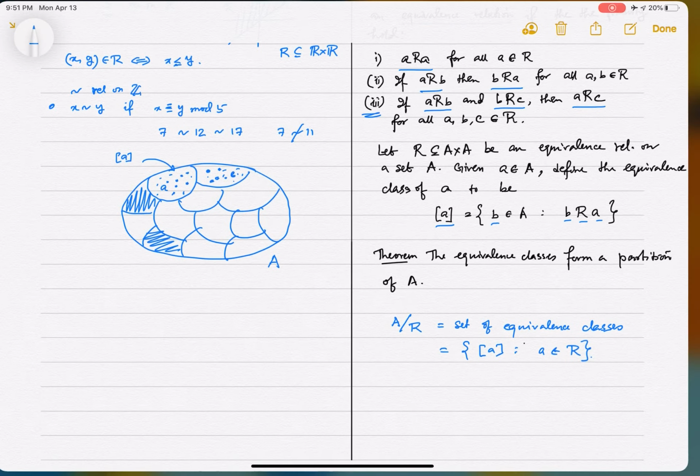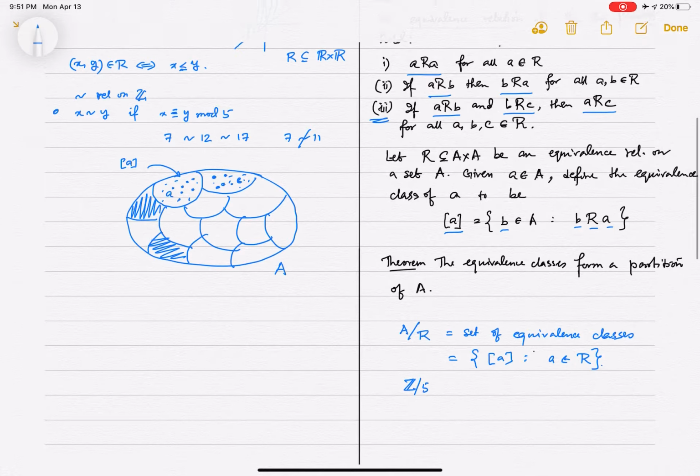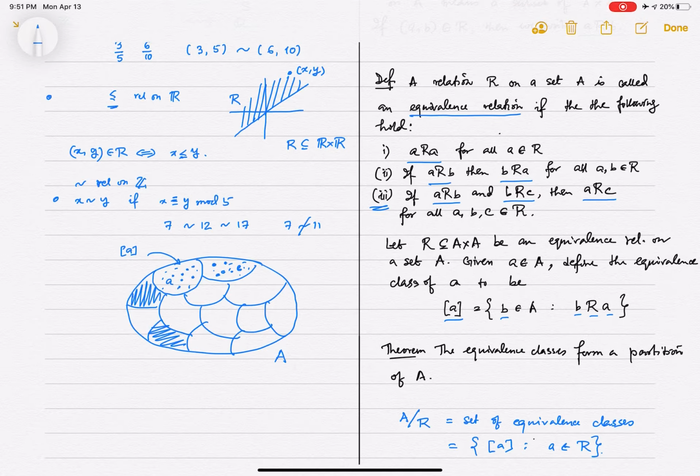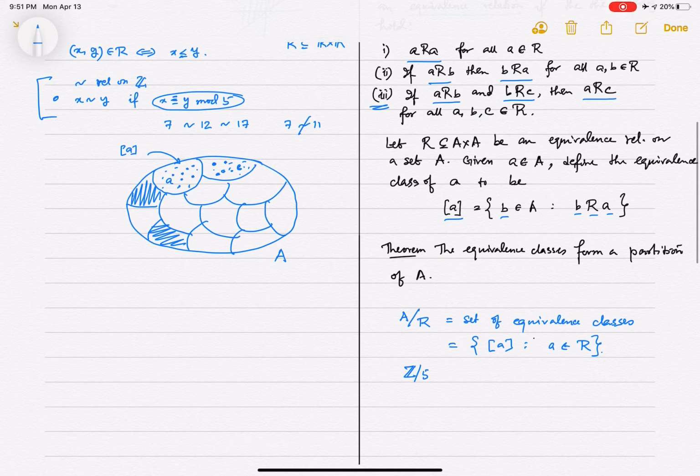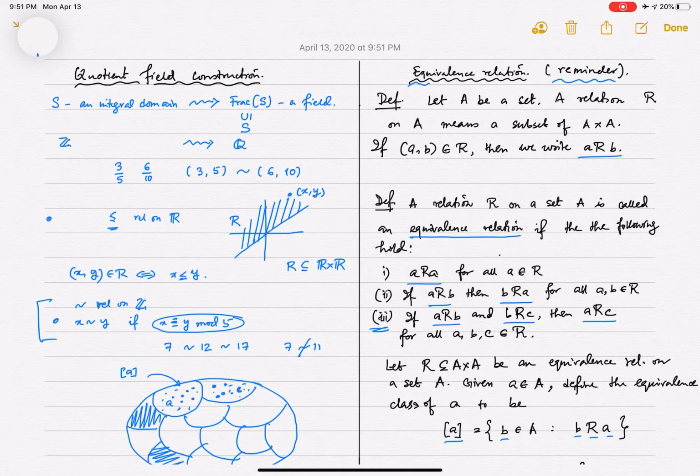So for example, we used this construction before already. Z mod 5 is the set of equivalence classes for this equivalence relation, where two numbers are related if and only if the difference is divisible by 5. And we'll use the same tool to make the quotient field. We make some space here.